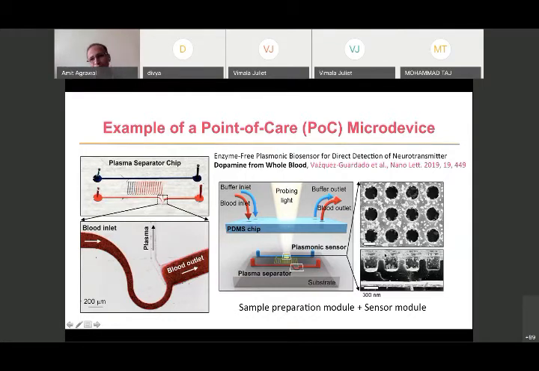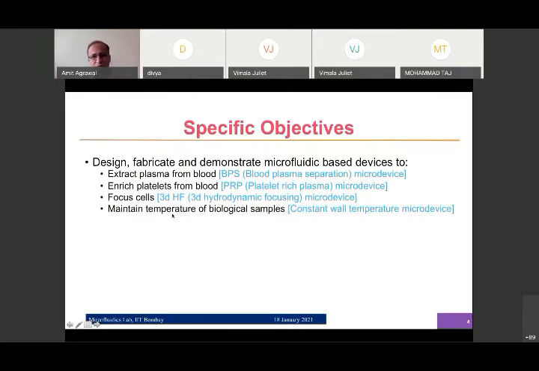So what I'm going to talk about here is a few devices we have made. The first one is the blood plasma separation micro device. We have already seen a picture of that in the previous slide, and I'm going to elaborate more upon that. We also have a device where we can enrich platelets from blood. We can also use one for three-dimensional hydrodynamic focusing. Maybe this is a new term for some of you, so I will explain that later on. And then maybe we'll have a constant wall temperature micro device.